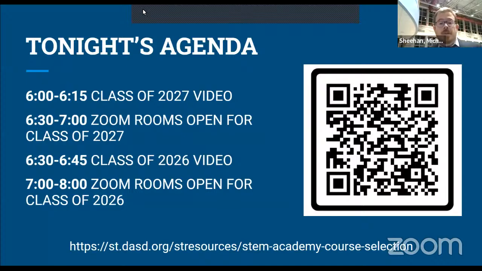So what we're going to do now is show the video for the class of 2026, which will describe courses for the 11th and 12th grade years here at the Academy, because all the courses that the students take in 11th grade have a second year in 12th grade. So they're the same courses. It's about a 15 minute video. And then after that, around 7 o'clock, the Zoom rooms will be open again for questions about IB courses and the STEM pathway courses, our CAS and EE program.